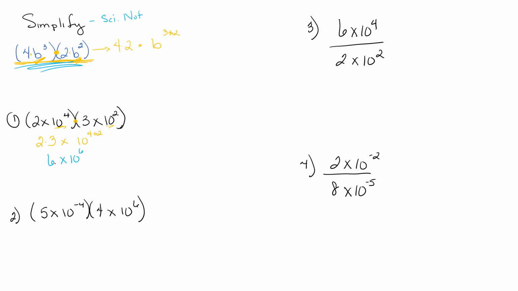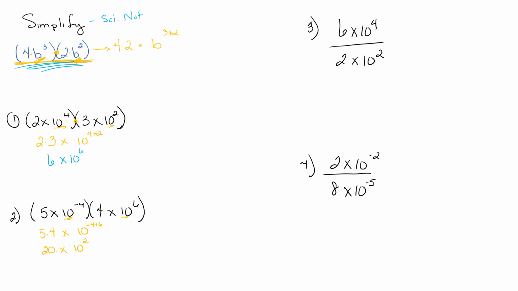Okay, so look at problem 2. Is problem 2 going to be any different than problem 1? You're right, it won't be. So first thing is 5 times 4. Second thing is my base of 10. I get to add the two powers together since they're multiplied. And then I get to multiply my two answers together, which will give me 20 times 10 to the power of 2. Now, is the answer in scientific notation?